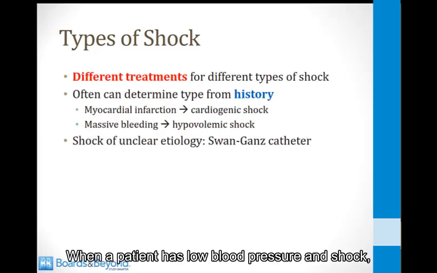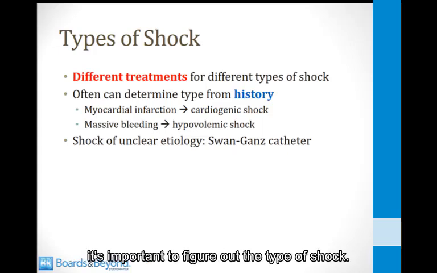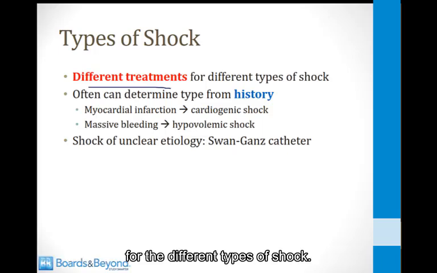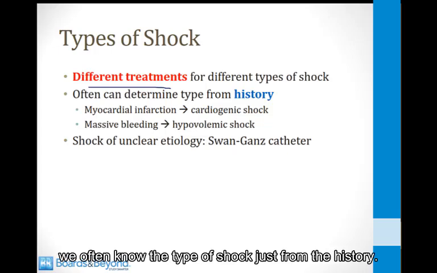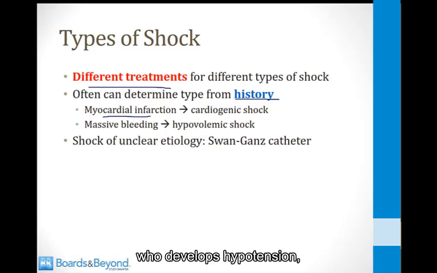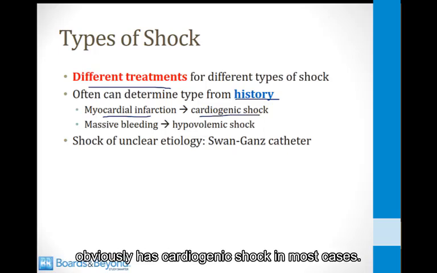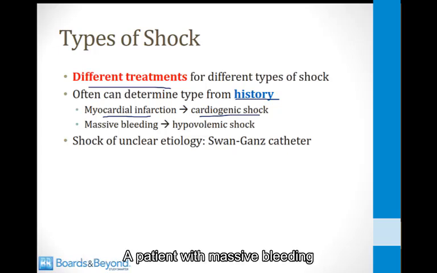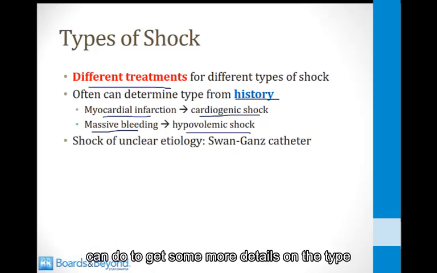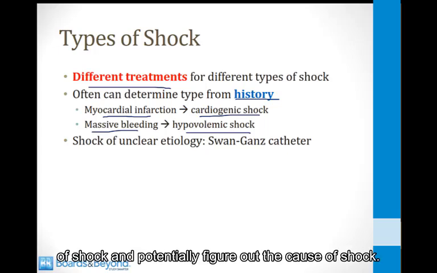When a patient has low blood pressure and shock, it's important to figure out the type of shock. And the reason is because different treatments are effective for the different types of shock. Now, in clinical practice, we often know the type of shock just from the history. For example, a patient who had a myocardial infarction who develops hypotension obviously has cardiogenic shock in most cases. A patient with massive bleeding usually has hypovolemic shock. But when a patient has shock and we don't know why, there is a test that we can do to get some more details on the type of shock and potentially figure out the cause of shock.